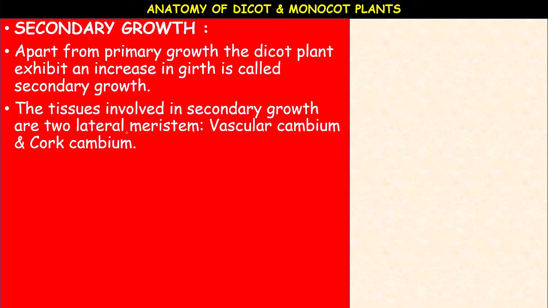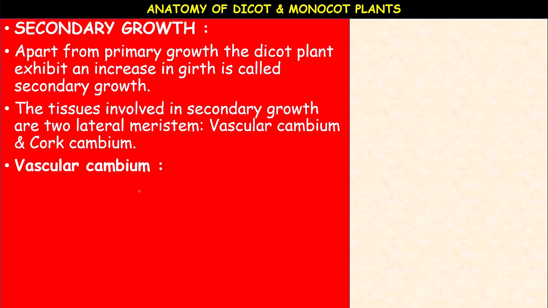So the tissues involved in secondary growth are two lateral meristems, vascular cambium and cork cambium. The vascular cambium is formed from the conjunctive parenchyma and pericycle, whereas the cork cambium, also called phellogen, is formed from the pericycle.